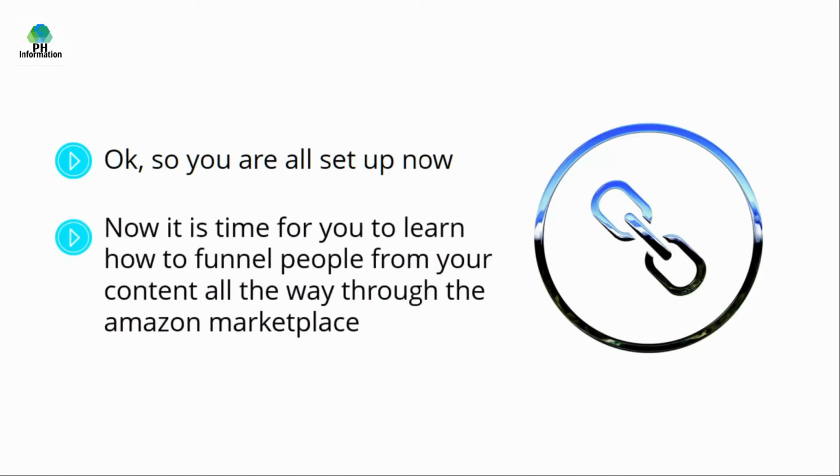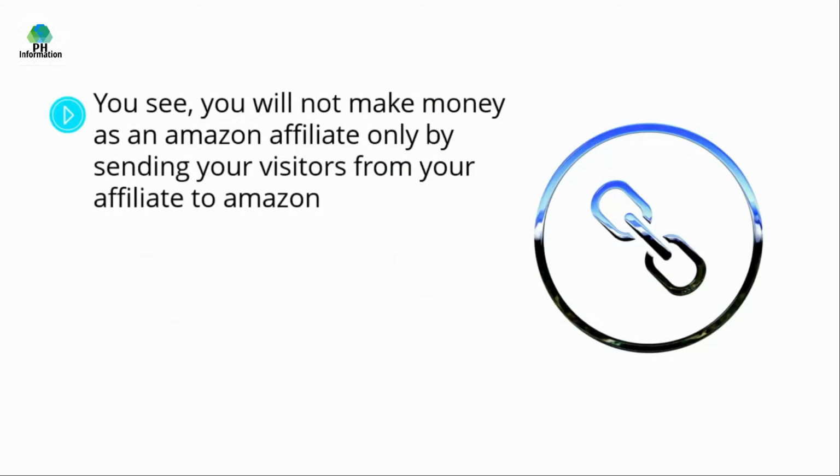Now it's time for you to learn how to funnel people from your content all the way through the Amazon Marketplace to get them to make you affiliate money there by using Amazon affiliate links. You see, you will not make money as an Amazon affiliate only by sending your visitors from your affiliate site to Amazon, because Amazon needs to know when a customer was sent from your site to the marketplace in order to pay you for your corresponding commissions.